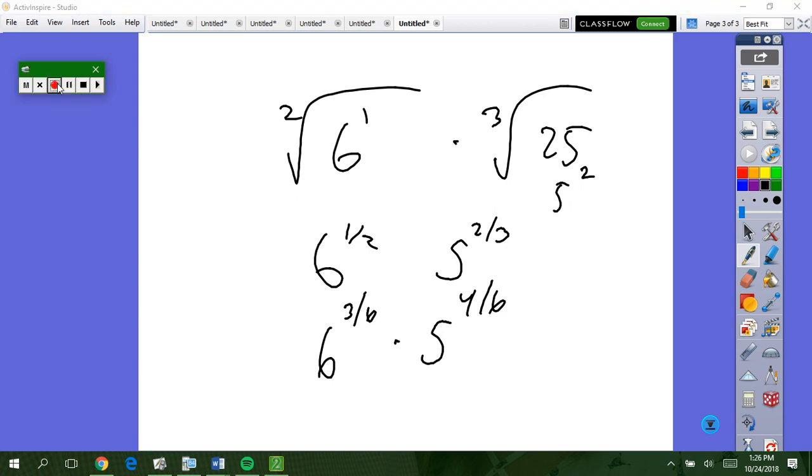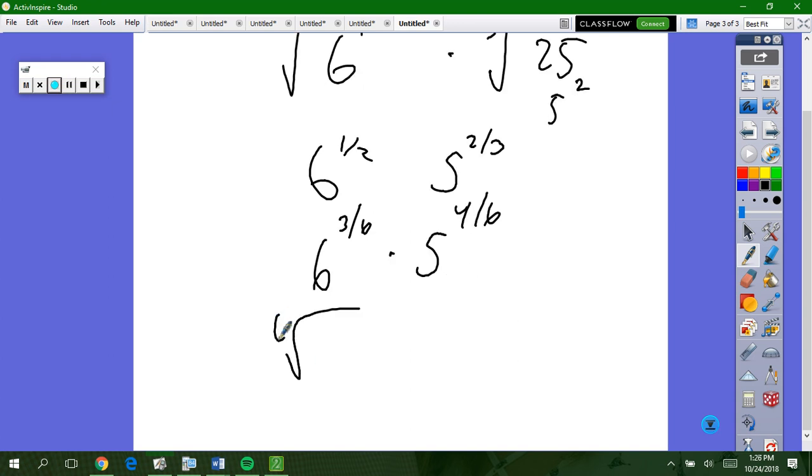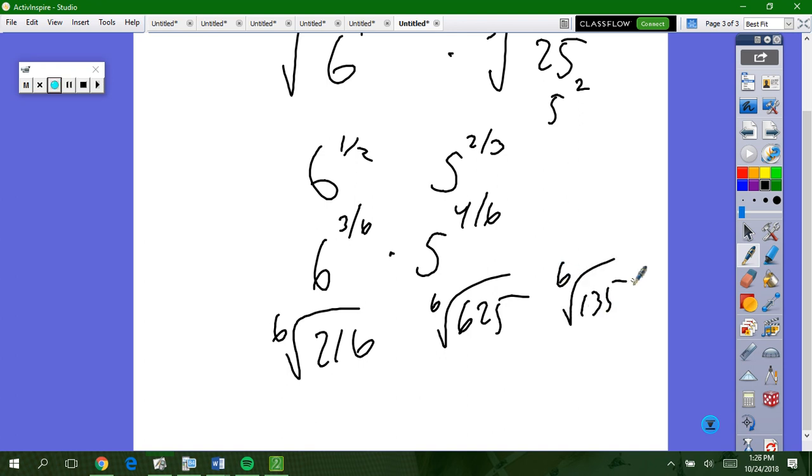Okay, so with that being said, now I can put them under the 6th root. This is the 6th root of 6 cubed, which is 36 times 6. I just did 6 cubed. Now I'm doing 5 to the 4th, which I believe is 625. And then I multiply those, and I have no idea. 135,000 straight up?